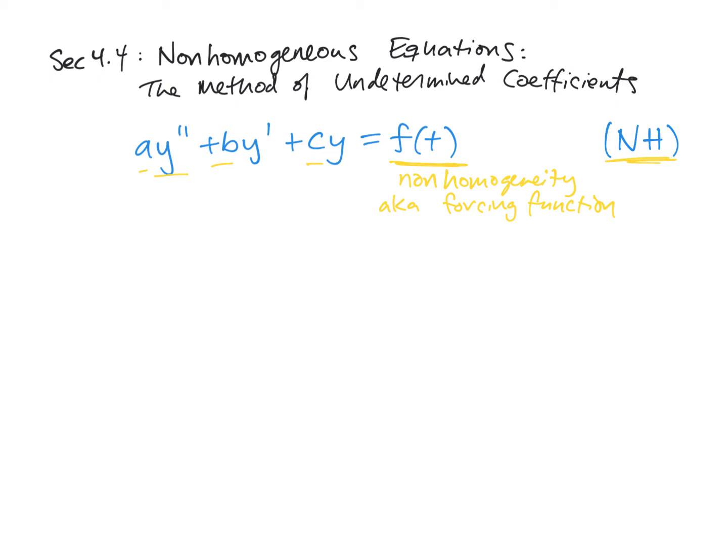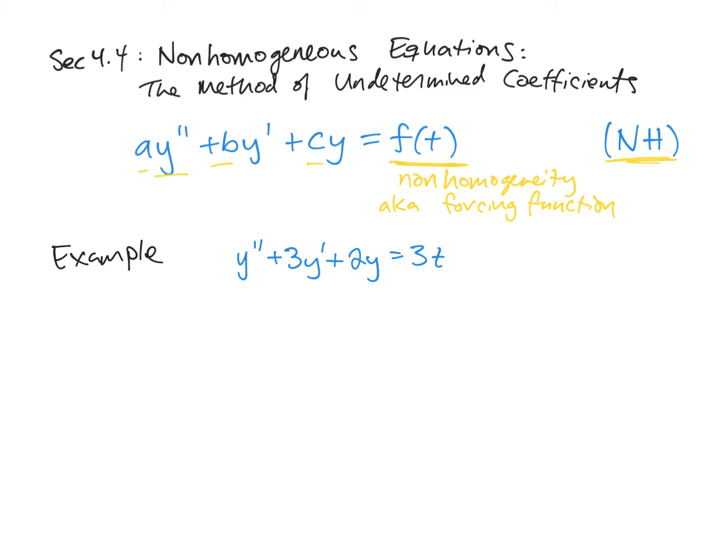In this section we're just going to do basically some guessing. We're going to guess at the solution based on what the non-homogeneity would look like, and we will develop this theory and these methods over the next couple sections. So let's start with an example that we'll work through to get an understanding for the method. Here's our equation: y double prime plus 3y prime plus 2y equals 3t.